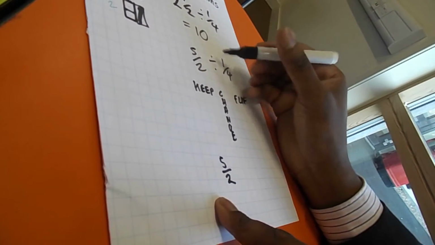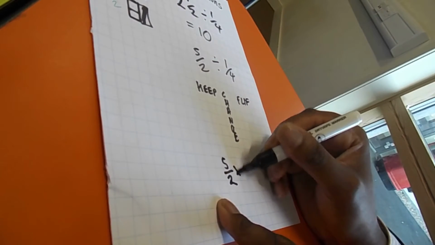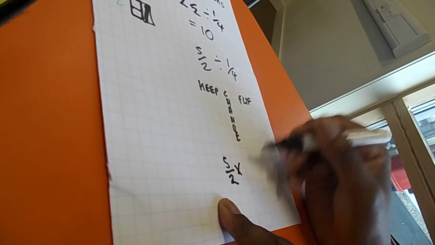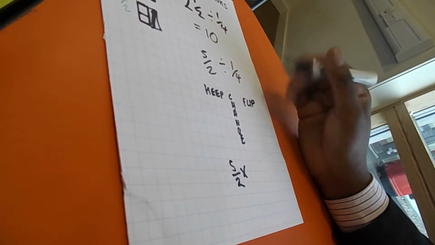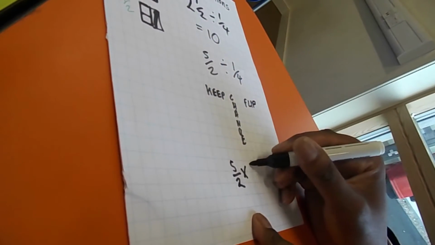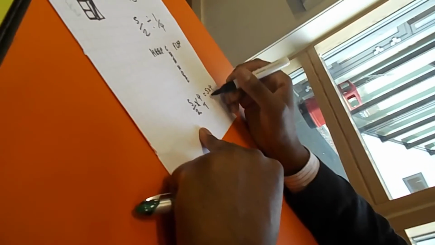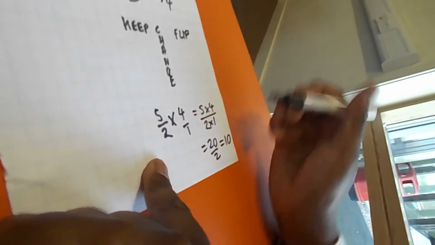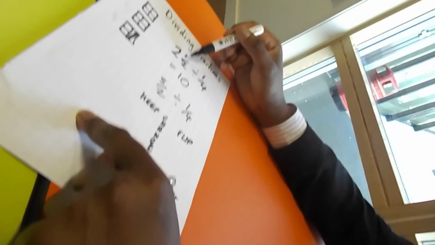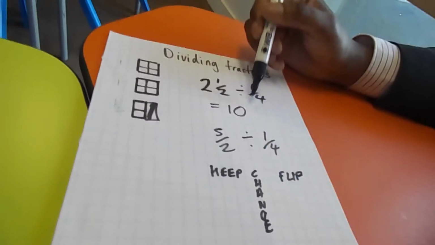We're going to change the divide sign to a times, and we're going to flip the second fraction. And by that, we're going to reciprocate it and turn it upside down. So instead of 1/4, it becomes 4/1. And as was mentioned in a previous video by Mr. Delaney, we can be ruthless when we're multiplying fractions because we've got a multiplying fraction situation here. So it's 5 times 4 divided by 2 times 1. This is 20 divided by 2. This is 10. So from the drawing, we worked out 2.5 divided by a quarter was 10.